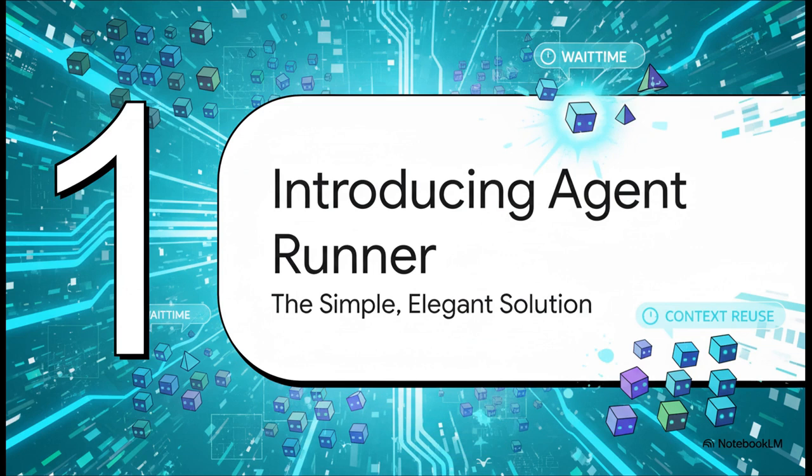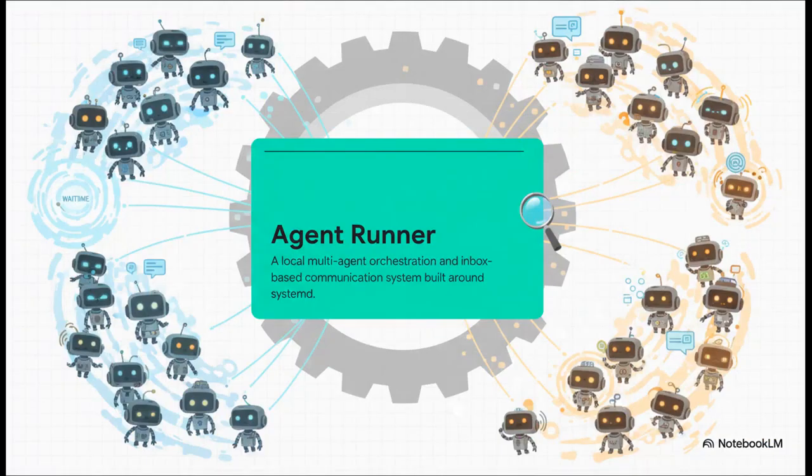The solution to all this chaos? It's a project called Agent Runner, and its whole philosophy is about being simple and, well, elegant. So what is this thing? Well, think of Agent Runner as an orchestrator. Its job is to manage all your AI agents running locally. But here's the clever part. It doesn't reinvent the wheel. It piggybacks on a tool that's already at the heart of pretty much every modern Linux system, systemd. Oh, and it gives them a super simple way to talk to each other using a basic inbox.